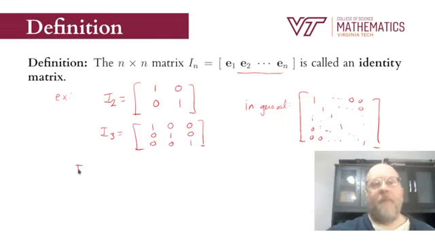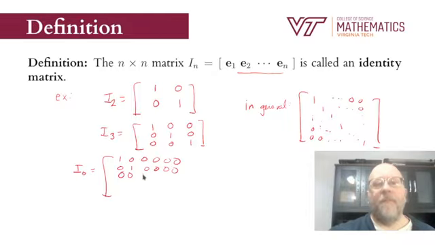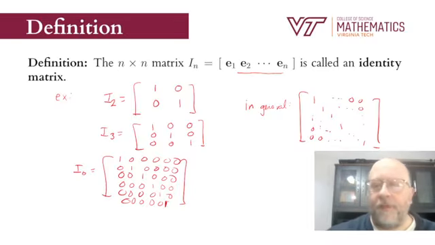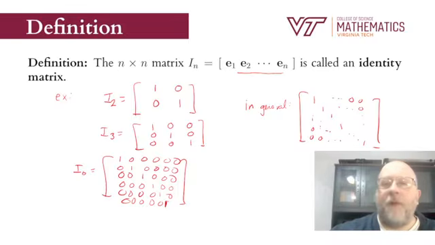So I'll quickly try to write out I6. Looks like this. Like so. Ones going down the diagonal, everything else is zeros. And we have one of these for each size of n. So I2, I3, I4, all the way up.